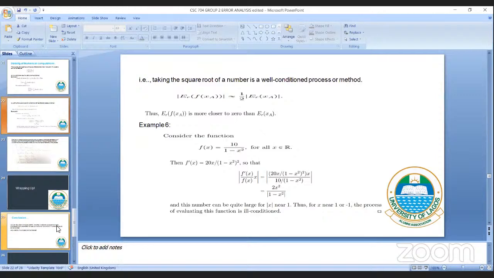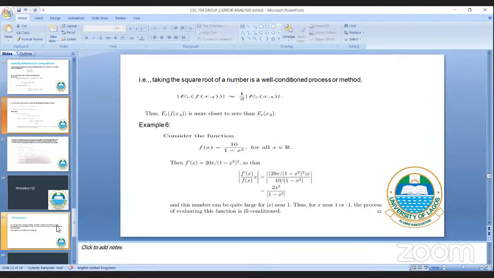Then at the end of the computation, you notice that f of xa is closer to 0 than f of x is closer to f of xa. So then this is another example, 10 all over 1 minus x cubed. So we know our f of x as that, and f prime. When you differentiate, that is 20x over 1 minus x squared.